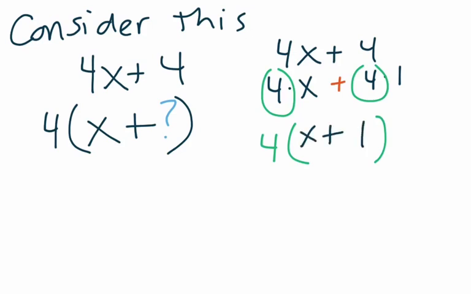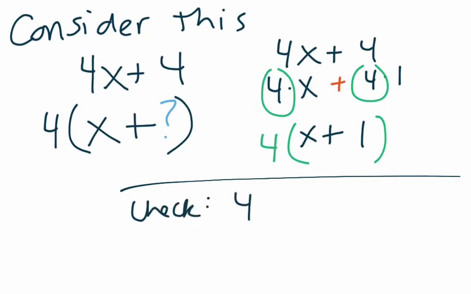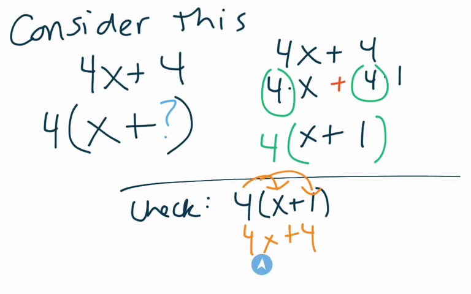Now let's go check that. Let's just do a quick little check. 4 times x plus 1. So let's go ahead and distribute. 4 times x is 4x, and 4 times 1 is 4, and now they match, so I know I've done it right. So that's just a little important piece.